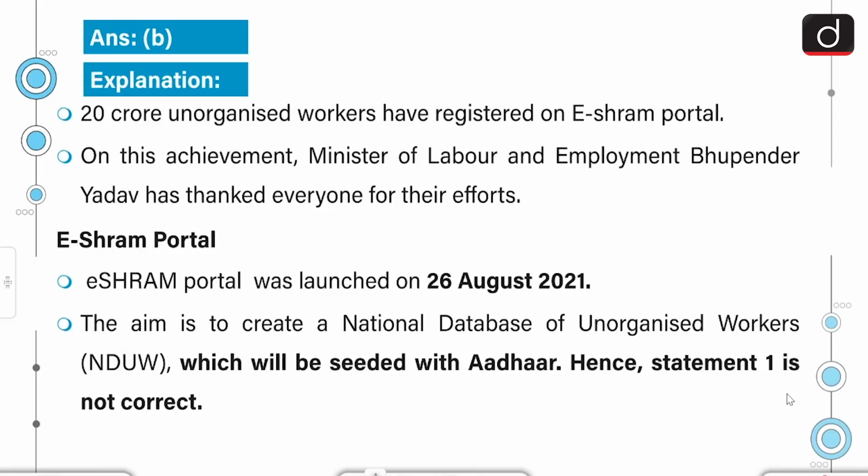Alright. 20 crore unorganized workers have registered on the E-Shram Portal. And on the achievement, Ministry of Labour and Employment has thanked everyone for their efforts. E-Shram Portal was launched in 2021. 26th August was the date.